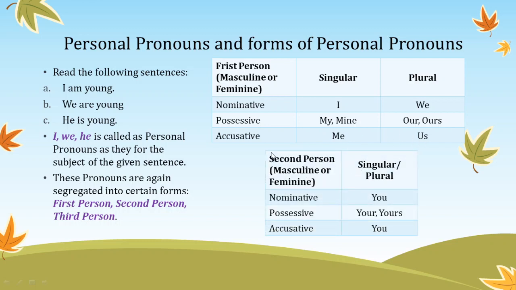Coming to the second person, for both masculine and feminine, it is same for singular and plural. We use the same words in singular form and plural form. So first one, nominative type of second person, it is you in singular, you in plural. Possessive form, that is your in singular and plural, yours in singular and plural. Your is singular, yours is a plural form. Accusative in second person, again for both masculine and feminine, it is you in singular and plural.